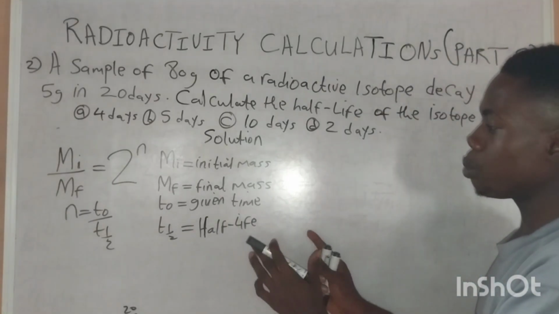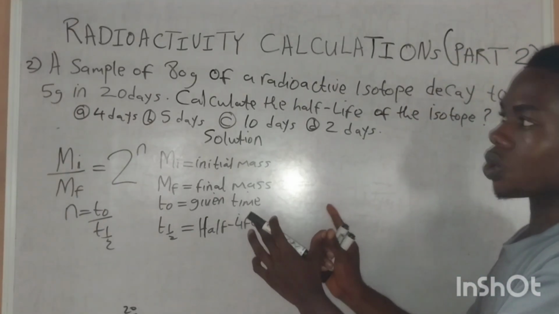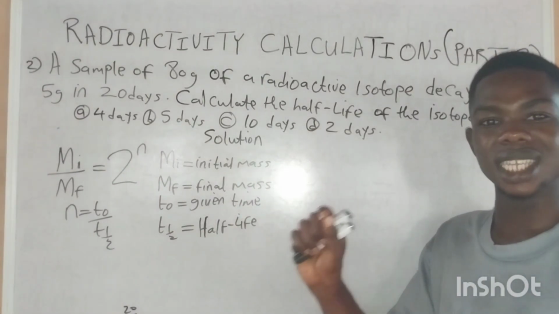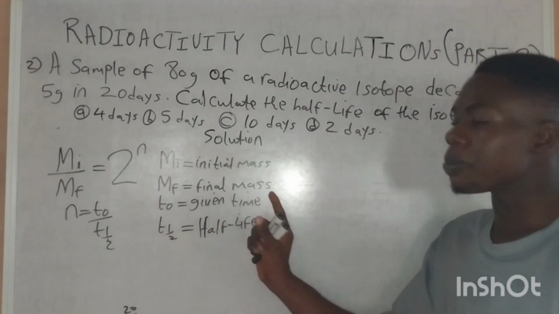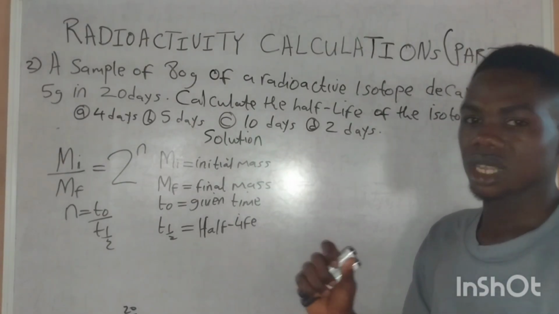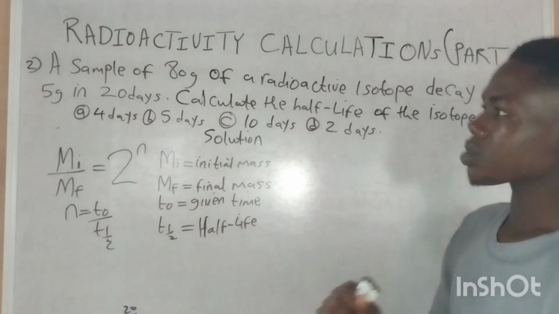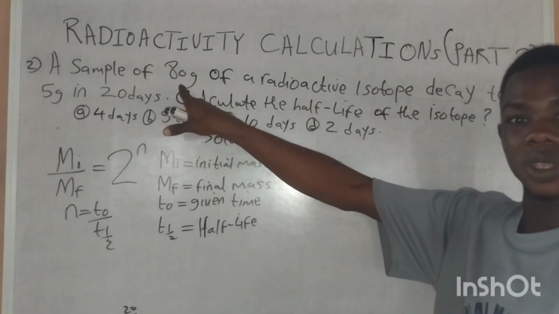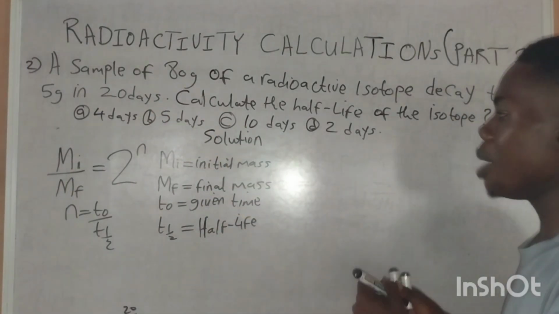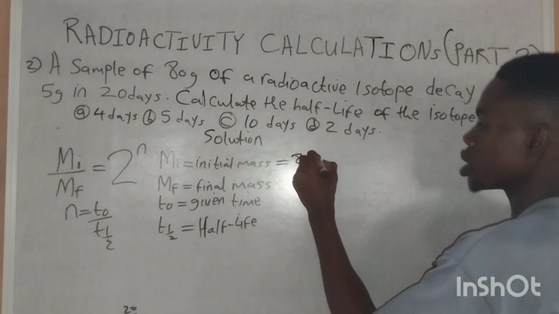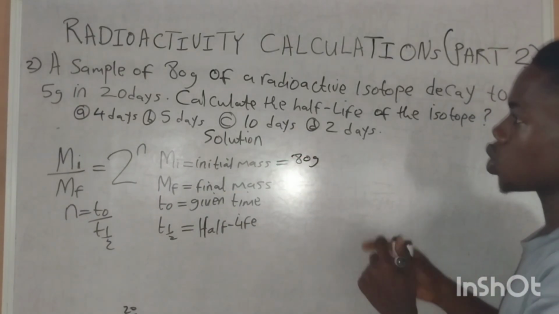Now let's bring out our parameters. The initial mass happens to be the first mass we see in the question, while the final mass happens to be the second or last mass we see after the initial mass. Now the question says a sample of 80 grams. 80 grams happens to be the first mass, which is our initial mass. So Mi is equal to 80 grams.